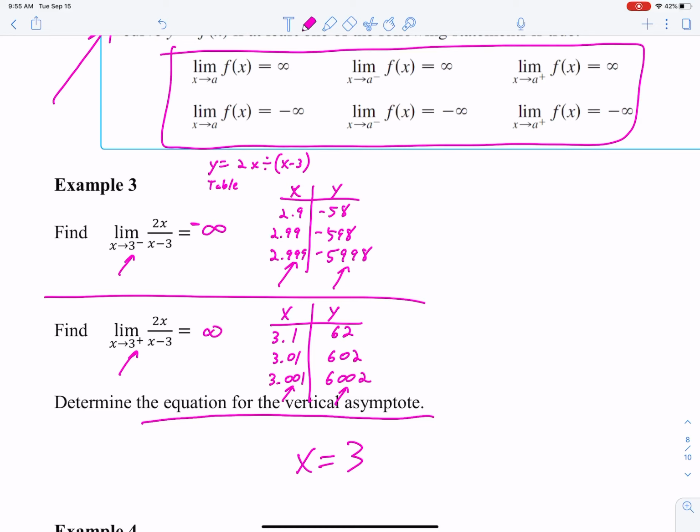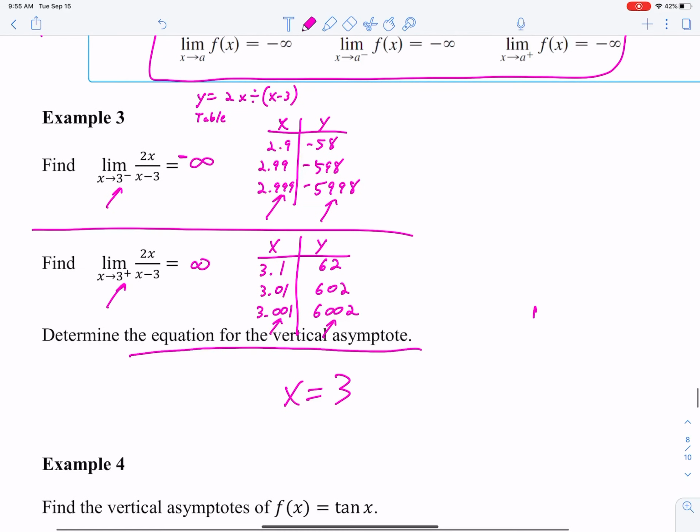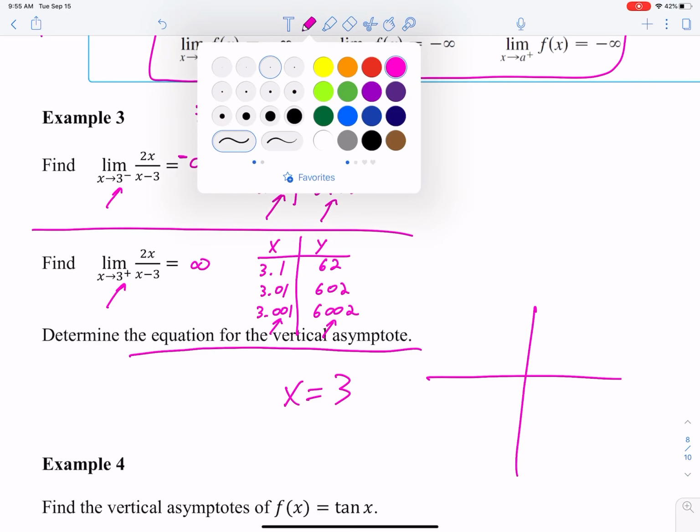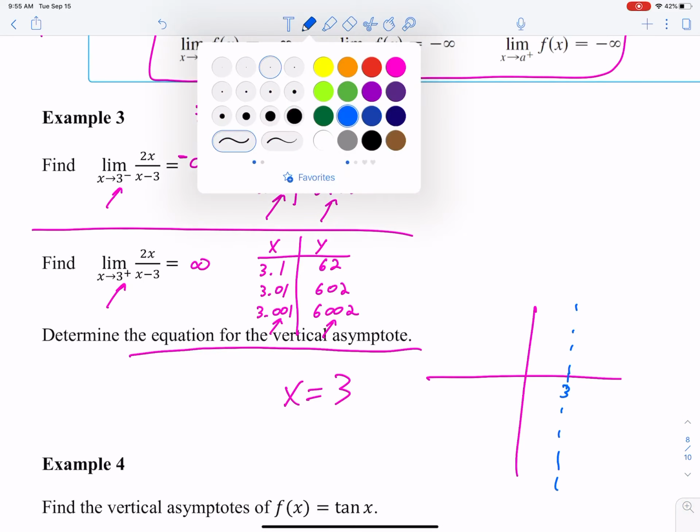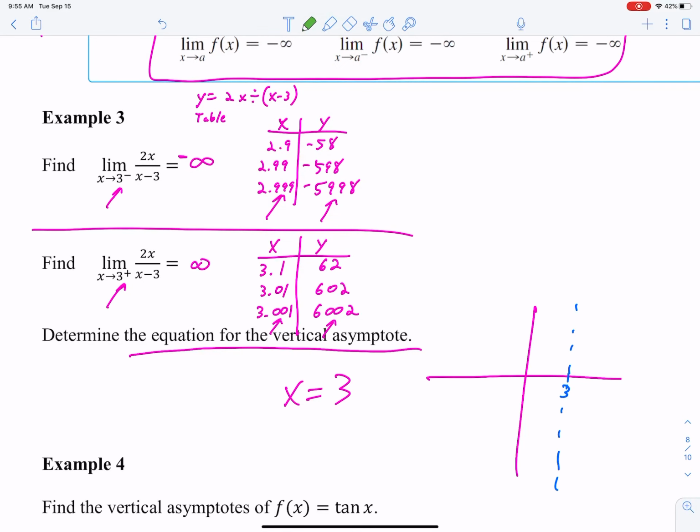Remember, x equals 3 is a vertical line. So if you were to graph this, a very rough sketch, you'd see something like this. So here's x equals 3. We've determined we've got some kind of asymptote here. And based on our work, as we come in from the right, the function goes to positive infinity. And as we come in from the left, the function goes to negative infinity. Either way, we definitely know x equals 3 is a vertical asymptote.